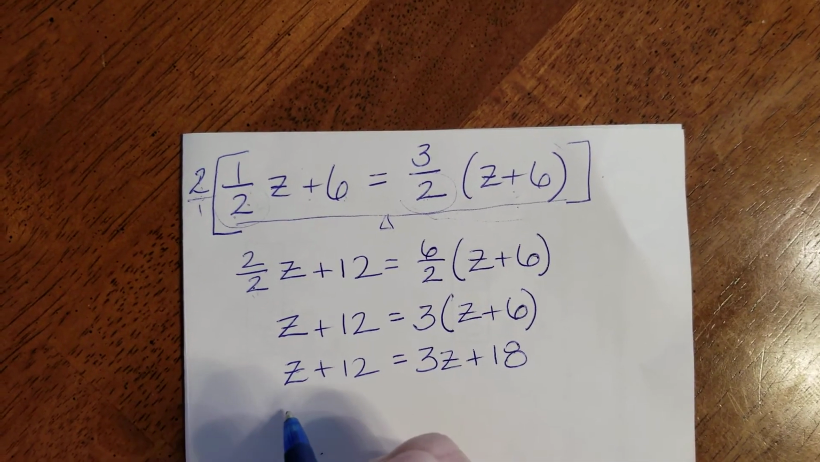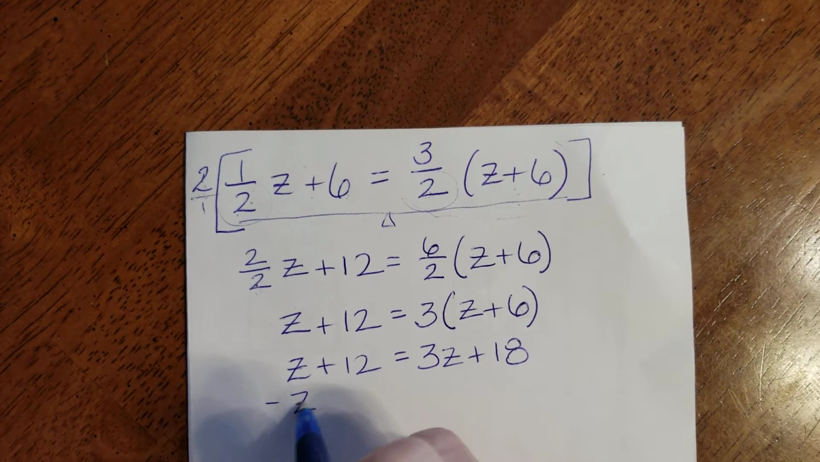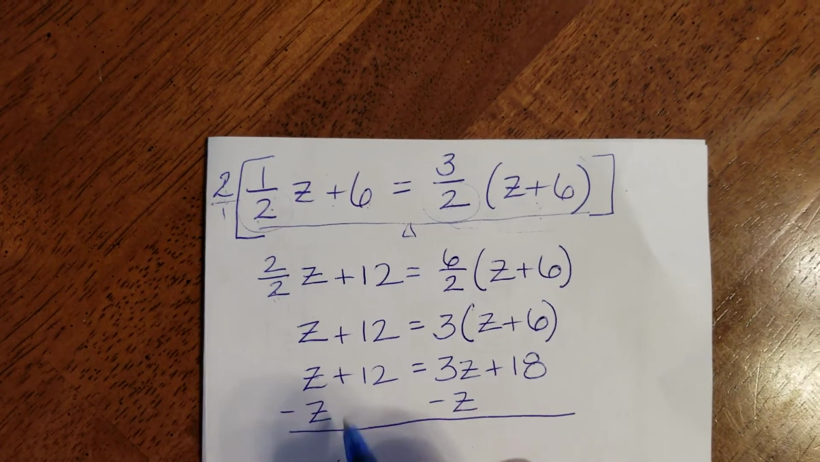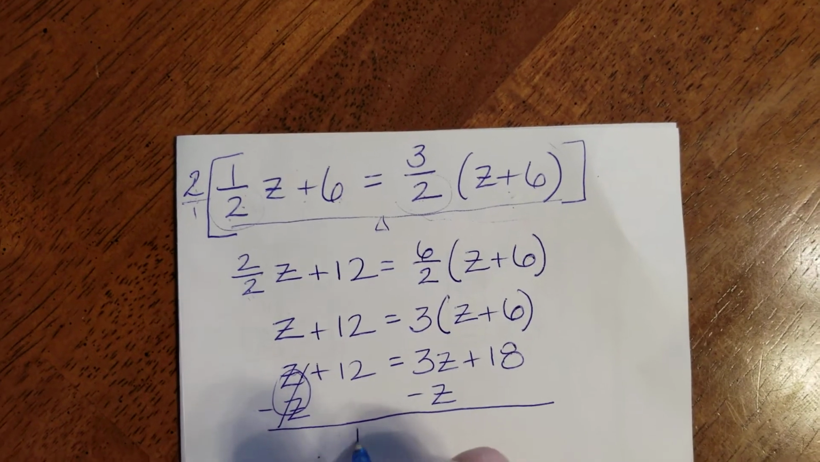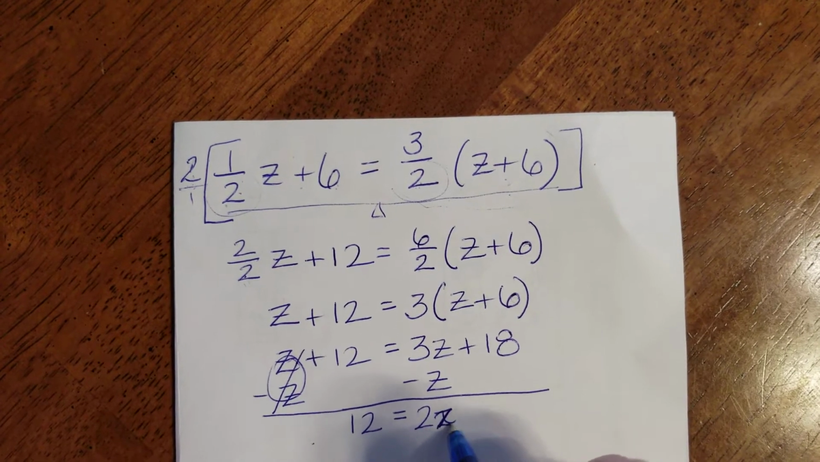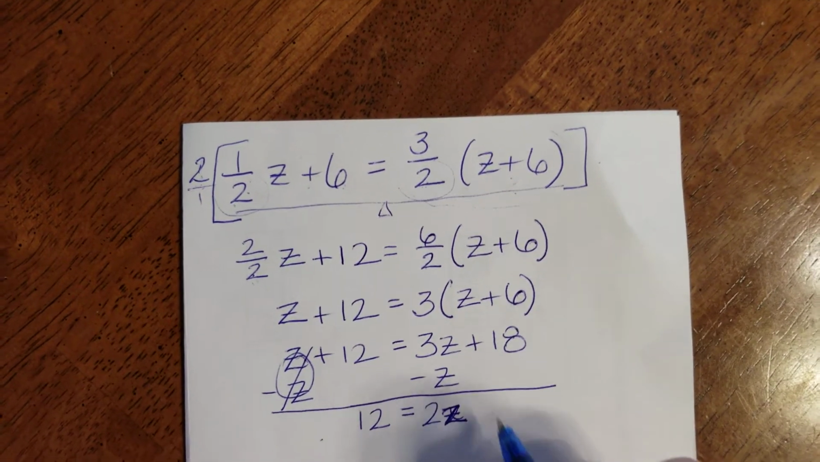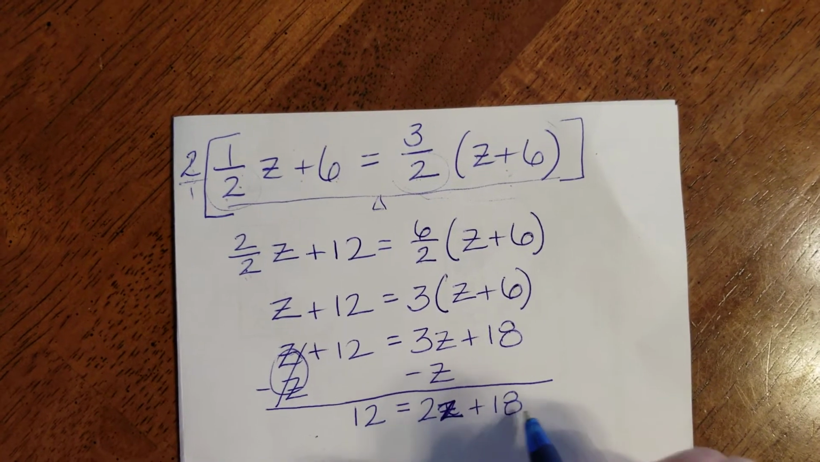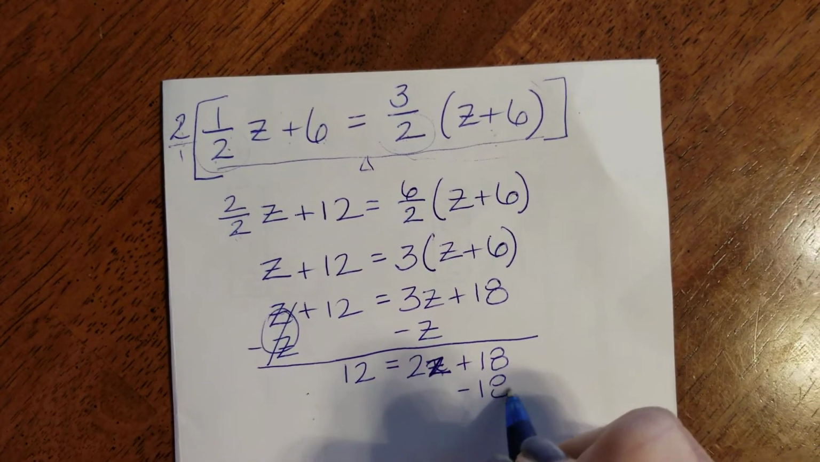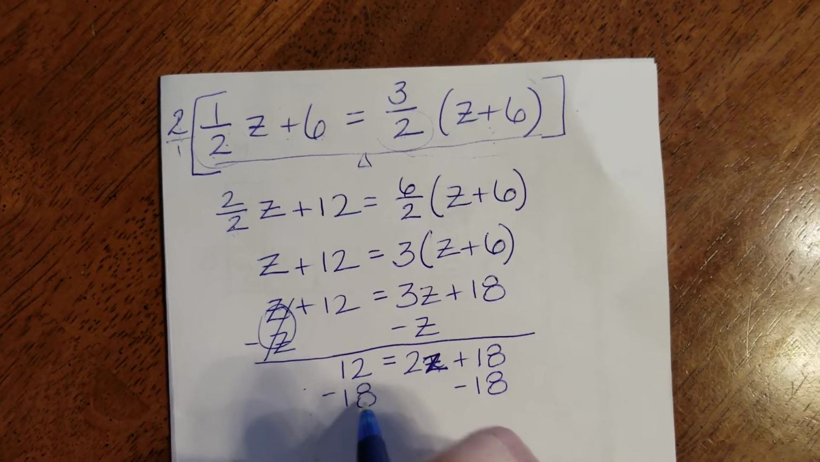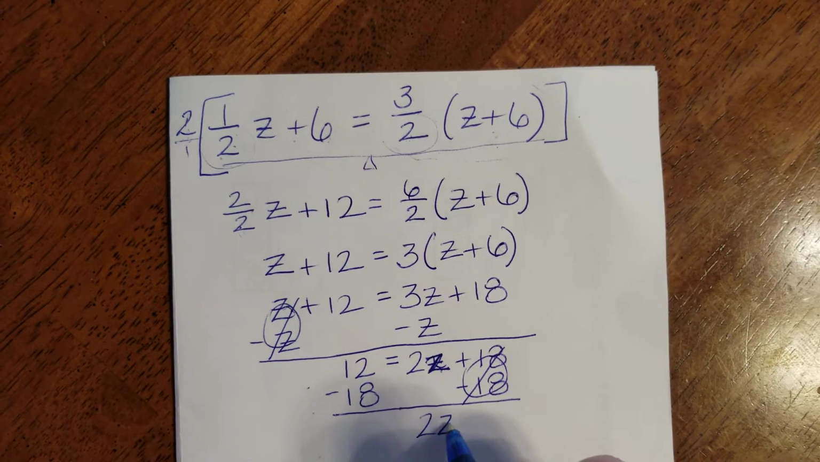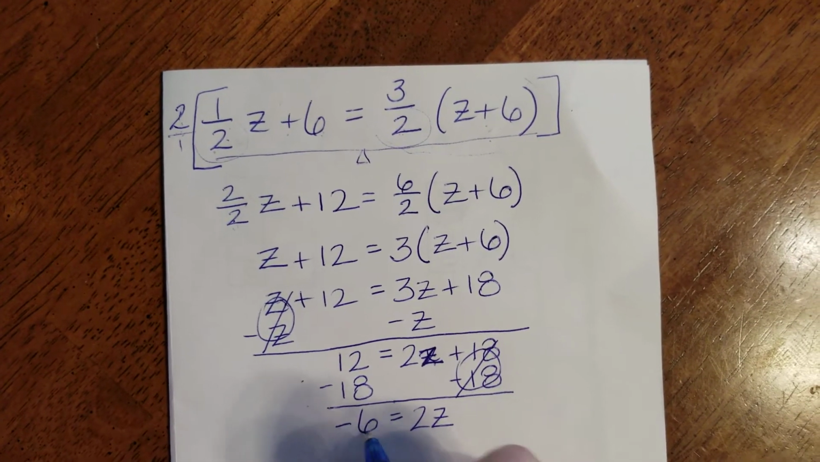Now we can take a z from both sides. And that will give us 0 here. So now we'll have 12 is equal to 2z, I put an x, silly, 2z plus 18. Now we can get rid of this 18, so we'll have our z's by itself, by subtracting 18, which will then give us 0 on this side. So now 2z is equal to negative 6.